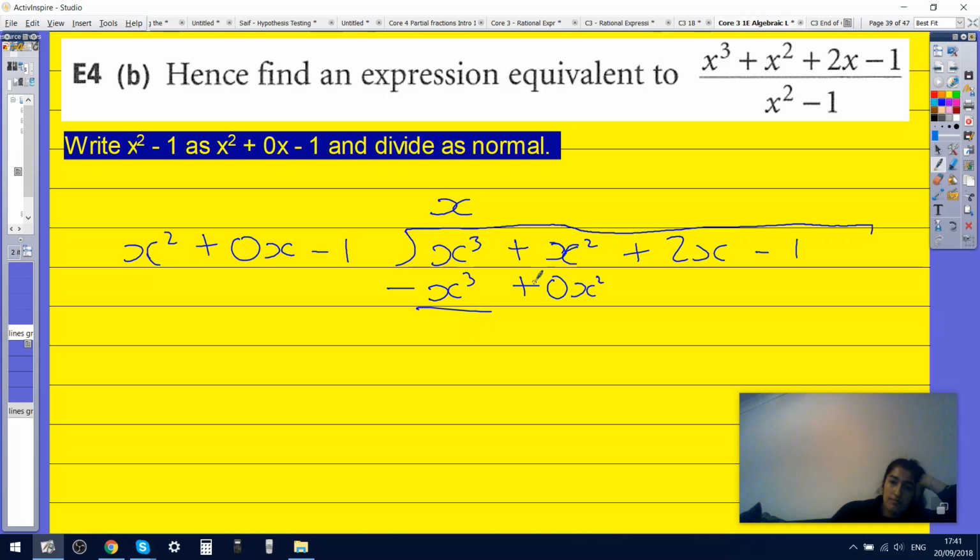So it helps to put in a plus 0x if you see that one term is missing. Sometimes they'll have 2 terms missing, like x cubed minus 1, and you'll have to put in plus 0x squared plus 0x. It's just so the x squareds line up with the x squareds, the x's line up with the x's. There's a much fancier way to do it, but if you just put in a 0x, then you can use the exact same method that you were using before.